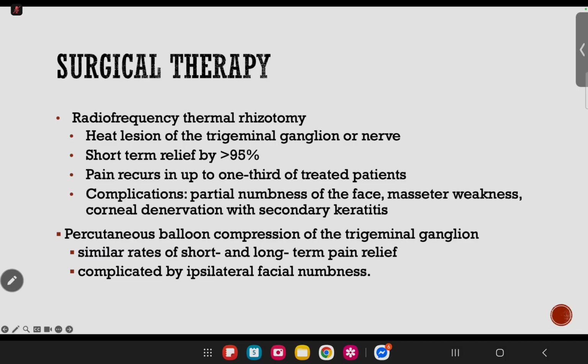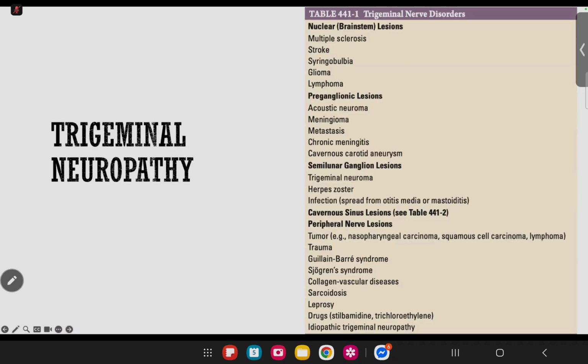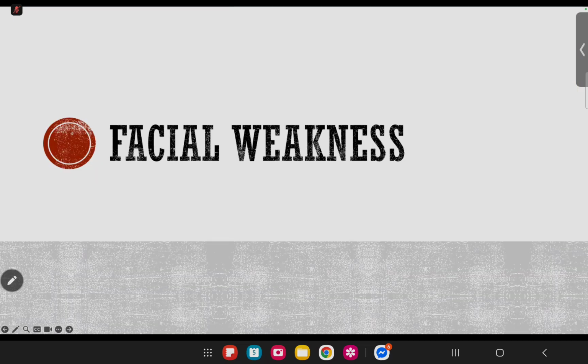Another procedure is percutaneous balloon compression of the trigeminal ganglion. It's an alternative approach performed under general anesthesia that results in similar rates of short and long-term pain relief and is also commonly complicated by ipsilateral facial numbness. A variety of diseases can affect the trigeminal nerve, which is shown in this table. Most patients present with sensory loss on the face or with weakness of the jaw muscles. Let's proceed to facial weakness.